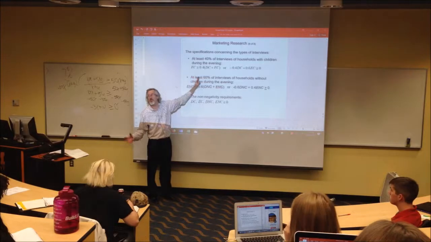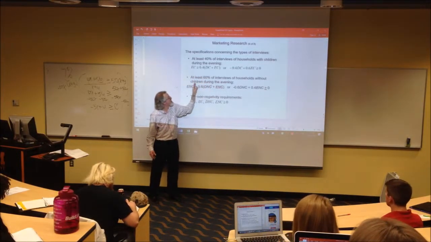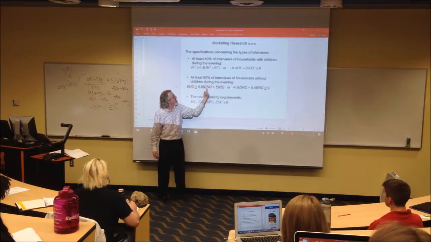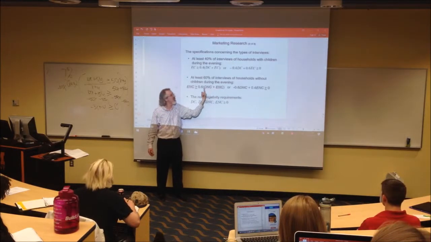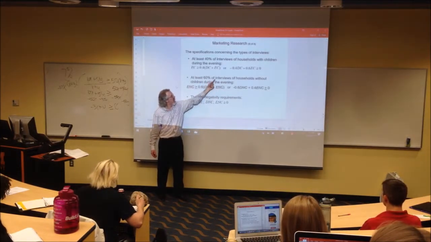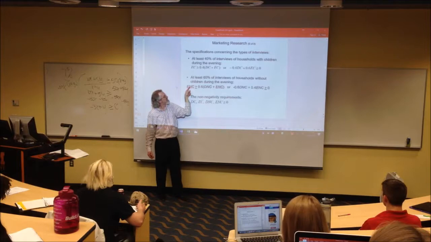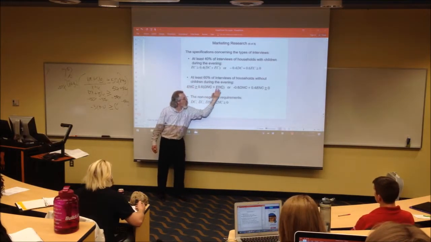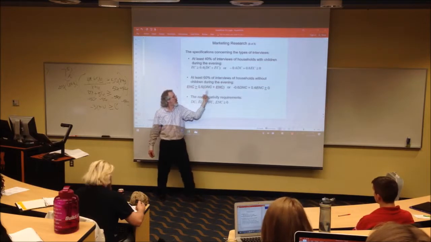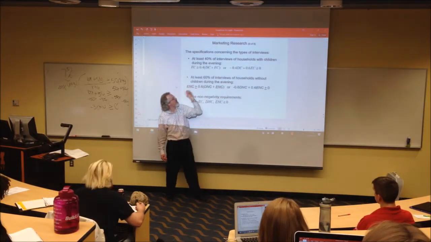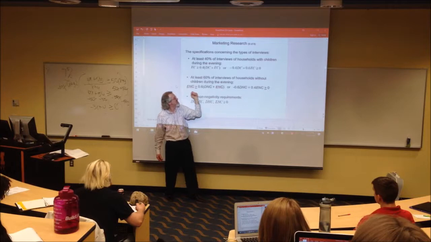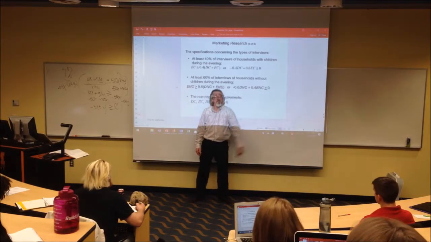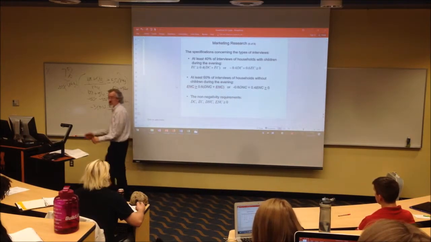Here, the next one says 60% of the interviews of households without children need to be in the evening. Here's all the households without children, times the 60%, at least. So evening households with no children need to be greater than 60% of all the households with no children. 0.6 times each one, subtract 0.6 DNC, subtract 0.6 ENC, greater than or equal to 0. Nothing left on the right, so it means 0.